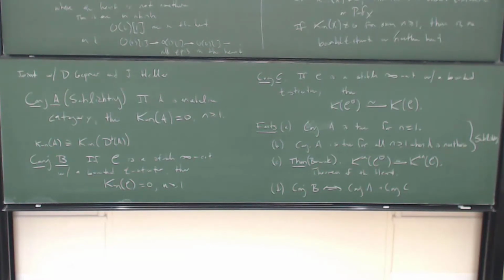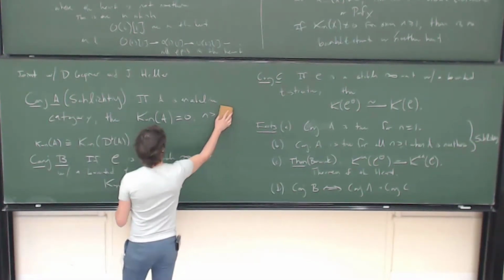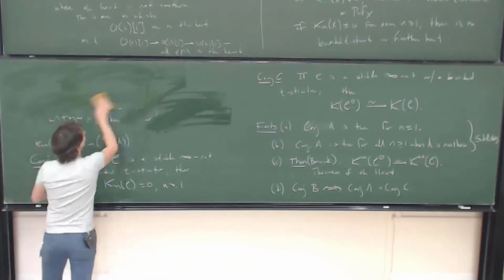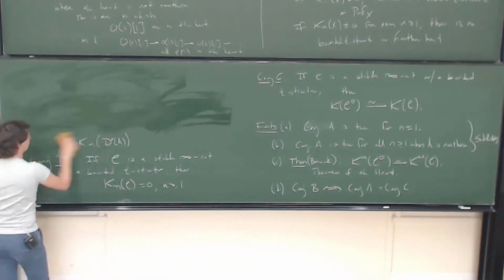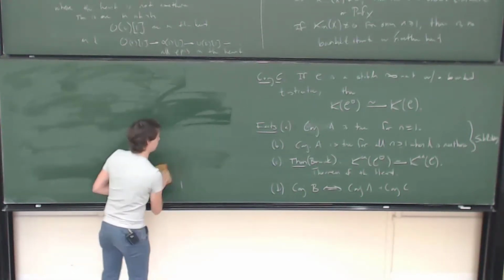So this tells you that not only is there not the obvious T structure, which is kind of known, but there's really no way to fix that problem. There's no other T structure that you could possibly put on perfect complexes on a variety that has negative K-theory, especially K minus 1.